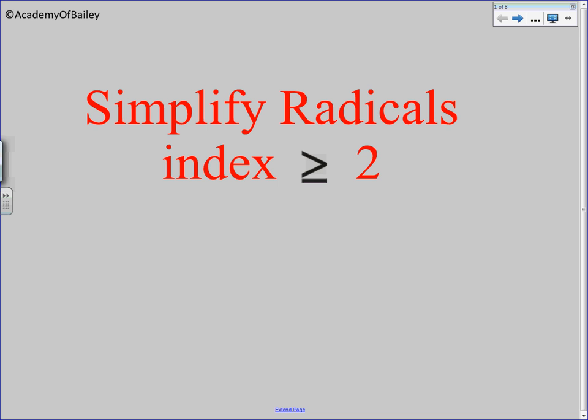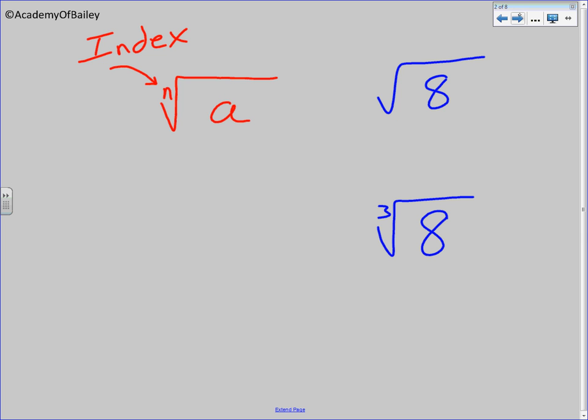Alrighty then, we have this video on simplifying radicals when the index is greater than or equal to 2. And remember, the index right here is the number outside of the radical.